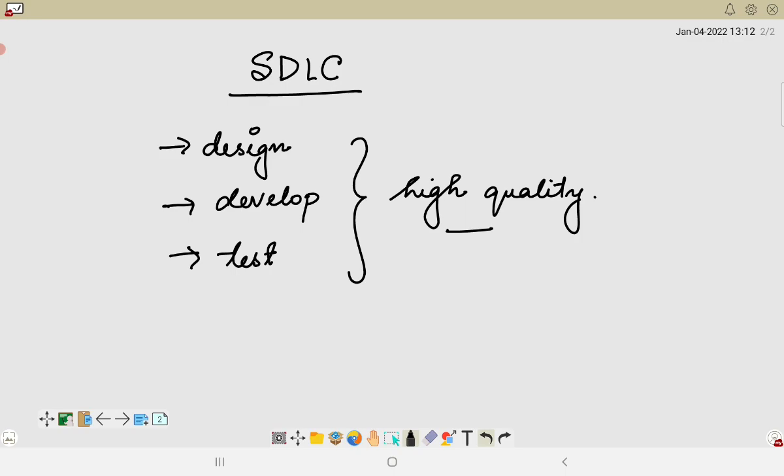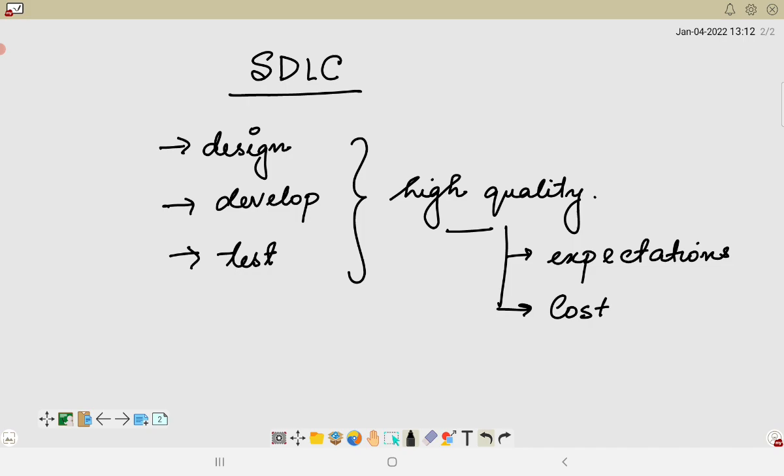So if we are considering high quality, essentially the customer expectations are associated, and the cost of the product is also taken into account, because if we are producing high quality software for a very high cost, it might not meet the customer expectations as well as the budget requirements. So all of these we will be discussing in our subsequent sessions.